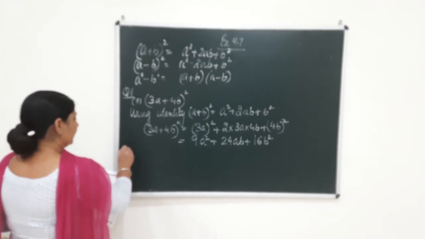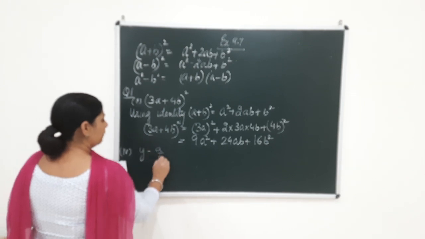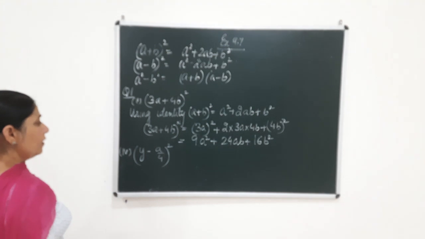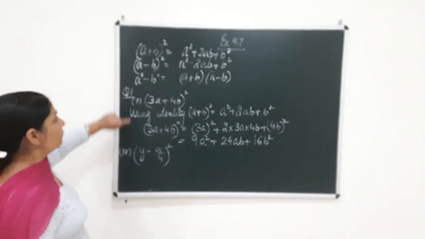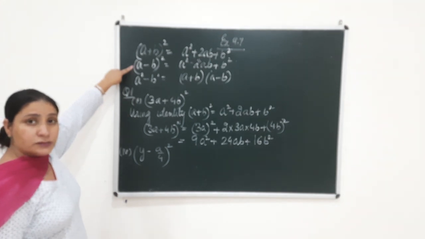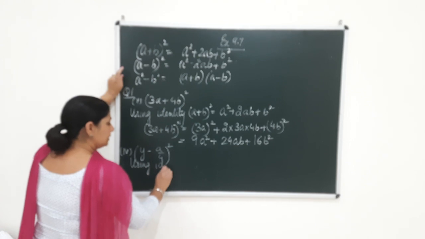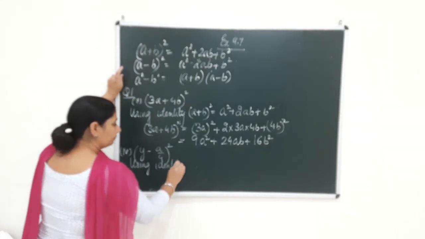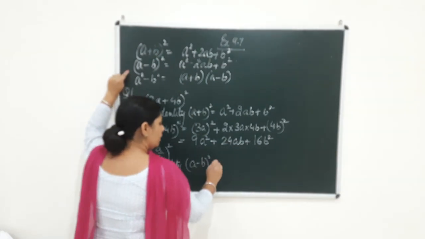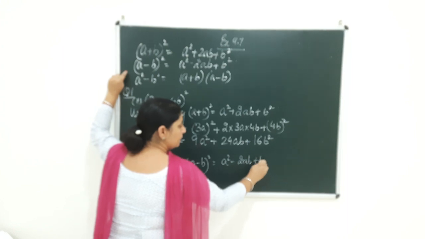Now beta, if I take another one which is negative, I will take the fourth part. It is (y minus a by 4) the whole square. Okay beta? So if I take (y minus a by 4) the whole square, which is the fourth part, just correlate it with my second identity, which is (a minus b) the whole square. So I will write here using identity (a minus b) the whole square, which is equal to, beta, a square minus 2ab plus b square.